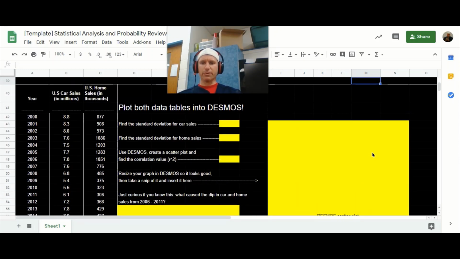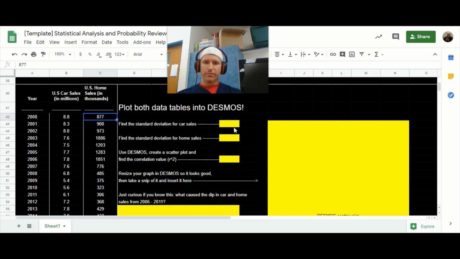Okay, last one that we're going to do with standard deviation for today. We've got car sales in the United States, looks like for a certain amount of years, and then US home sales in thousands. Now the car sales are in millions, so that's 8.8 million, keep in mind. And this is in thousands, so that's 877,000 homes sold in the year 2000.